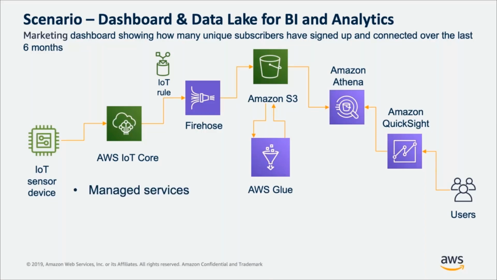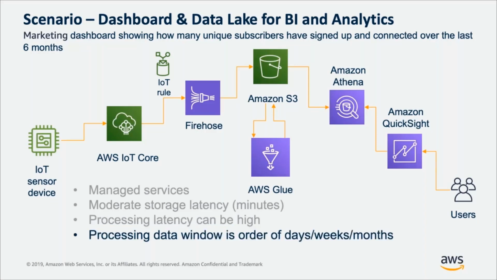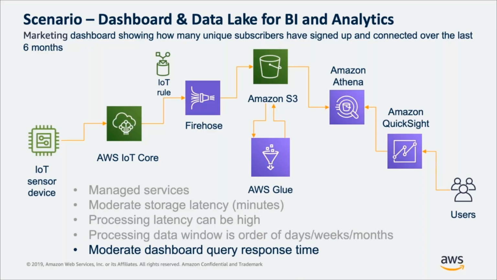So some of the characteristics are that it uses fully managed services. Again, the storage latency is moderate. It's in the order of minutes because of the batching that we do with Firehose. The processing latency can be high because this depends on how much data you want to process. So if you're generating, let's say, a report for the past month, you need to collect 1 month worth of data to be able to process that. So the processing latency could be high depending on the volume of data that you do a processing job with. And finally, the processing data window is of the order of days or weeks or months, typically in this kind of architecture. And the dashboard query response time can be moderate.